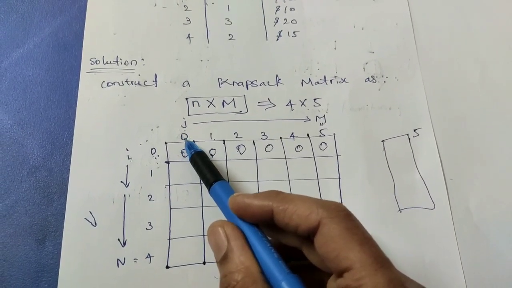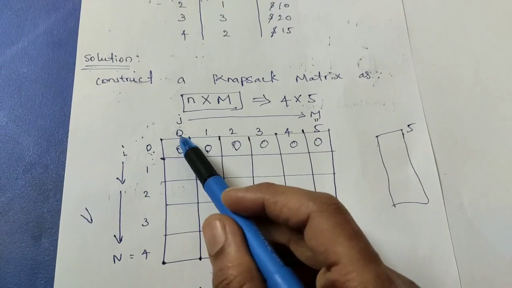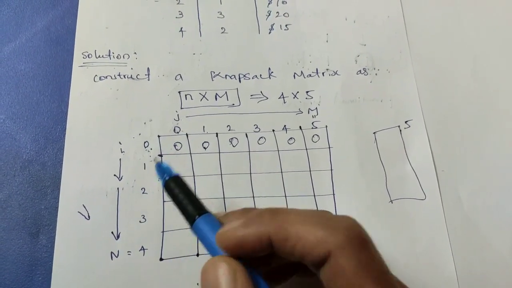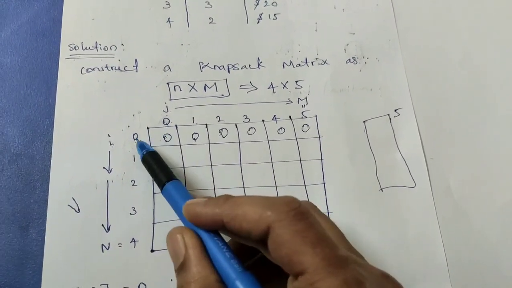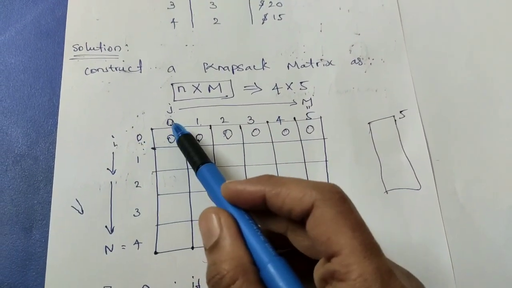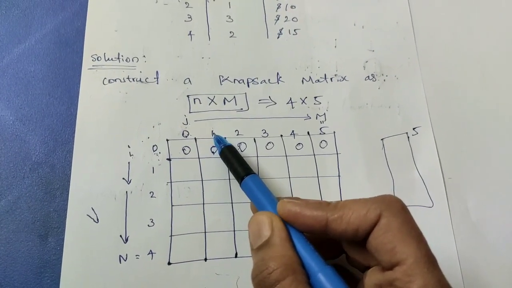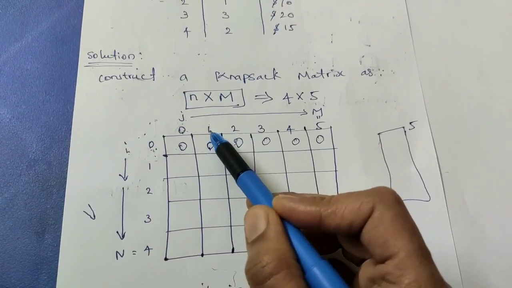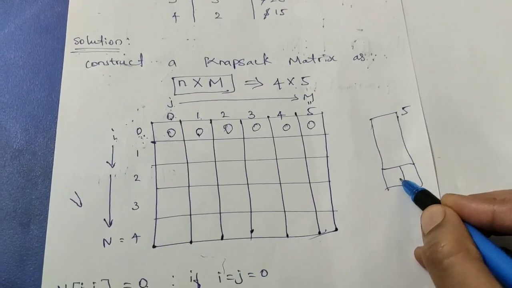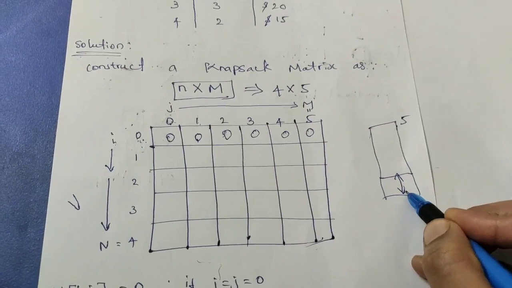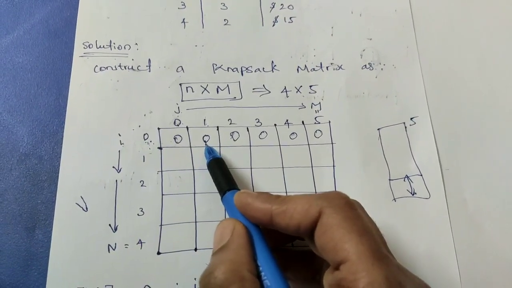This means at present, what is the capacity of the knapsack? 0. J indicates current capacity of the knapsack, I indicates the item number. There is no space in the knapsack, no item. No item, no space means profit will be 0. You have a single space in the knapsack, but you don't have any item to place. That means you have one space in the knapsack. Do you have any item to place? No, 0 items. So there is no profit, so 0.